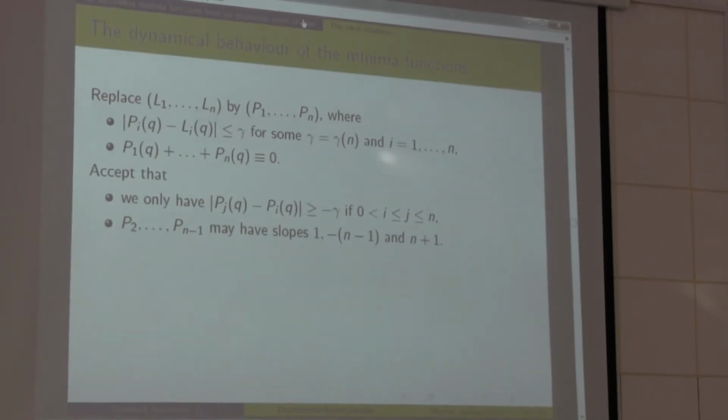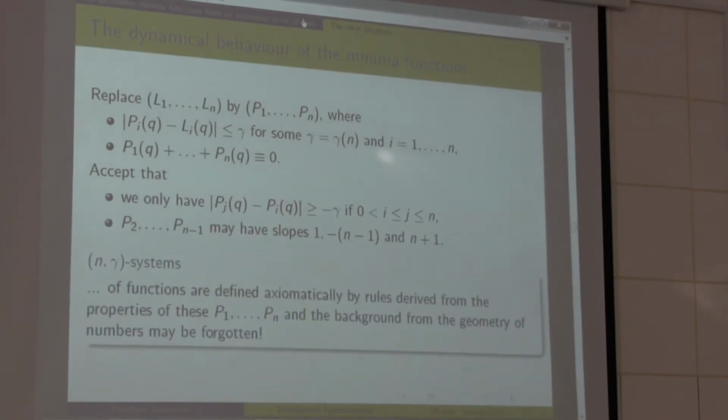So whereas p sub 1 and p sub n only have slopes 1 and negative n minus 1, in the way we define them, for the other remaining ones, we have to take into account that slope n plus 1 may occur on very small intervals. Nevertheless, we define n-gamma systems of functions to be systems that satisfy some key properties that are shared by functions stemming from the geometry of numbers, namely from the successive minima functions, and forget about the background from the geometry of numbers and study them as if they were defined axiomatically in that way.